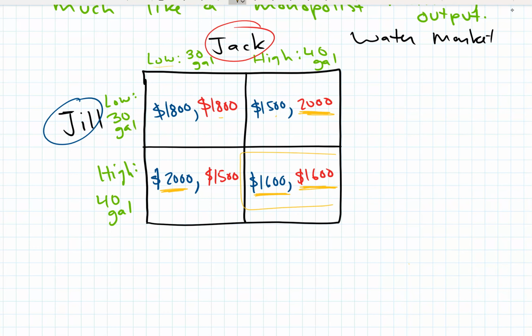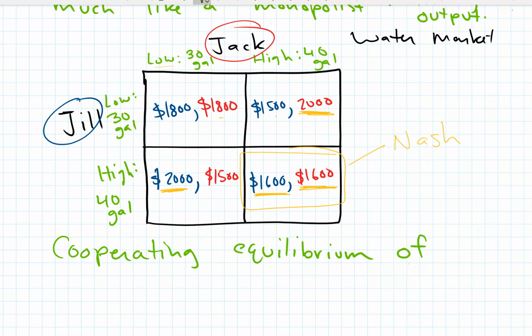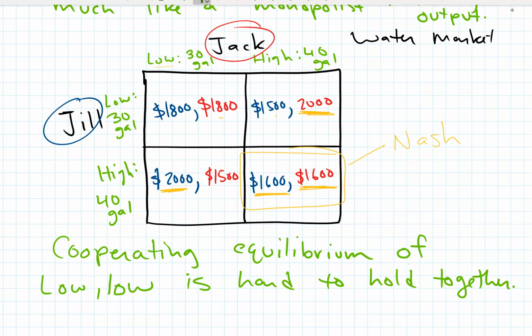Okay, so again, this ends up being the Nash equilibrium. This is our Nash equilibrium. Same idea as with the prisoner's dilemma. So the cooperating equilibrium of low is hard to hold together. And that's the insight this gives us. That's the main point of what we've done here.